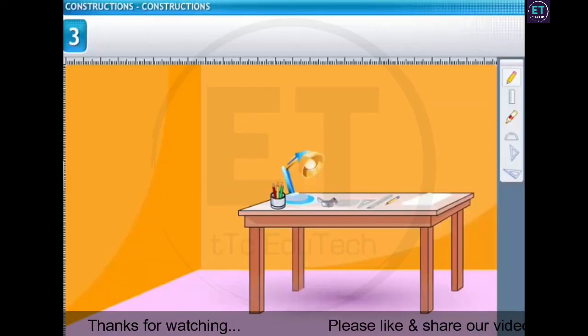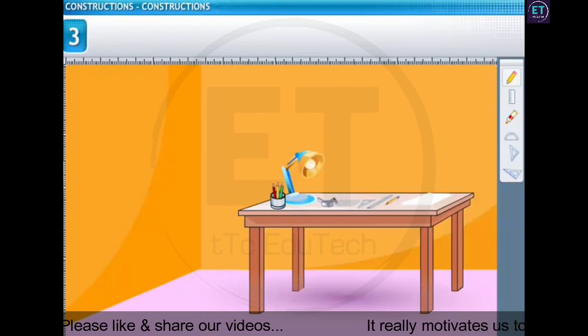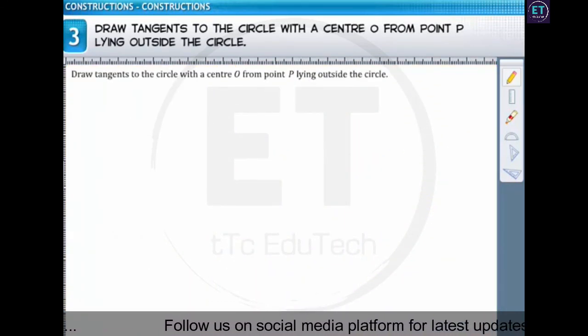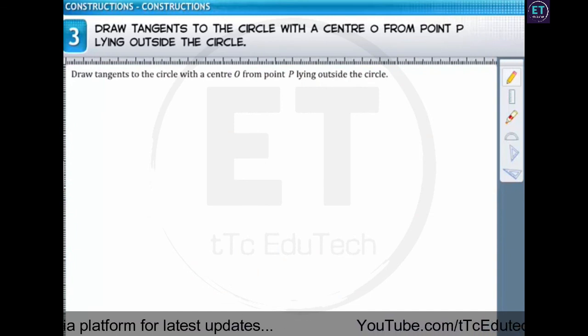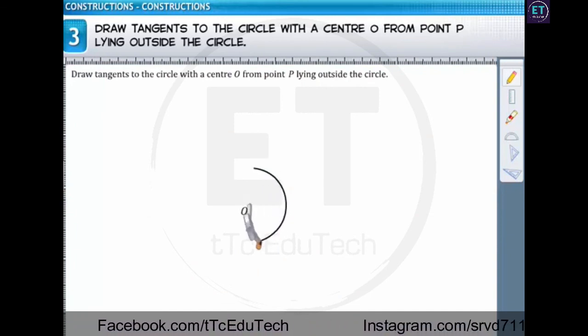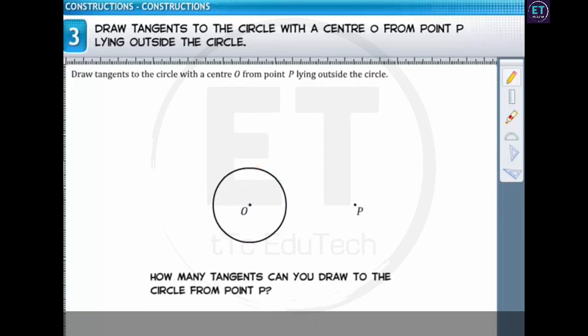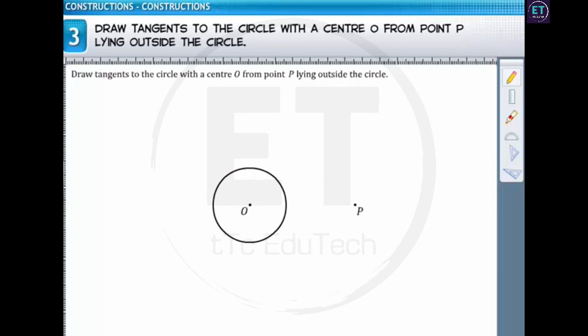Now, let us learn how to draw tangents to a circle from an external point. Draw tangents to the circle with a center O from point P lying outside the circle. How many tangents can you draw to the circle from point P? Only 2. You can draw only 2 tangents to a circle from an external point. Let us start with the construction.